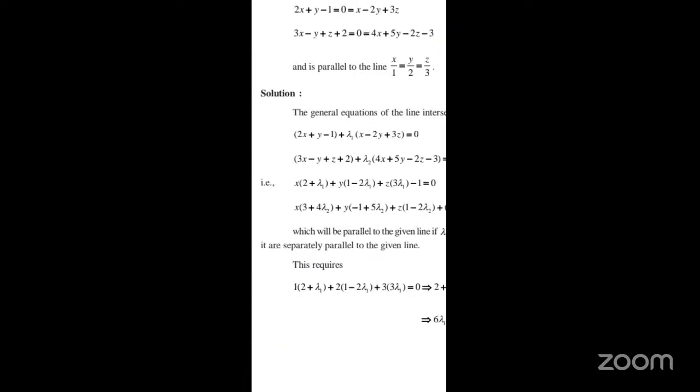Here x of 3 plus 4 lambda 1. And the second is 3x minus y plus z plus 2 equal to 0 plus lambda 1 times 4x plus 5y minus 2z minus 3 equal to 0. So finally both equations are in terms of x, y, z. When it is parallel, lambda 1 and lambda 2 must be chosen so that each of the two planes is parallel to the given line. The normal direction ratios x, y, z are 1, 2, 3. Those values are substituted in the above two expressions, and we get the lambda values.